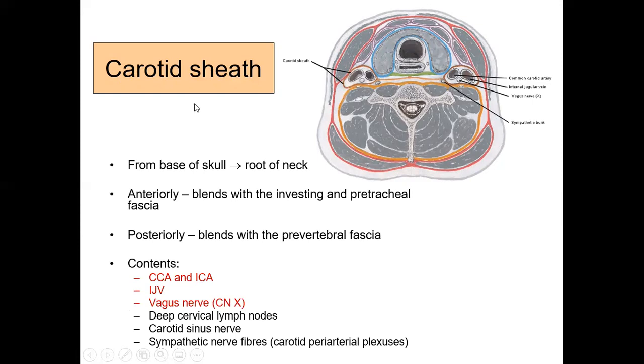What are the contents of the carotid sheath? We have the common carotid artery, the internal jugular vein, and the vagus nerve. These are the structures present in the carotid sheath. And beside that, we also have the deep cervical lymph nodes, the carotid sinus nerve, and the sympathetic nerve fibers that are present inside the carotid sheath.